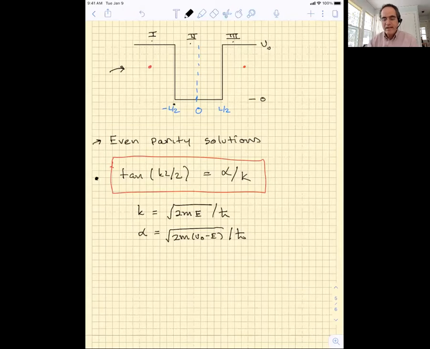Okay? And then the last thing we have to do is figure out, how do we solve this equation? How do we find the magic value of the energy which will solve this complicated looking equation here? Now, this type of equation can't be solved analytically, but it can be solved numerically, and that's what I want to show you.